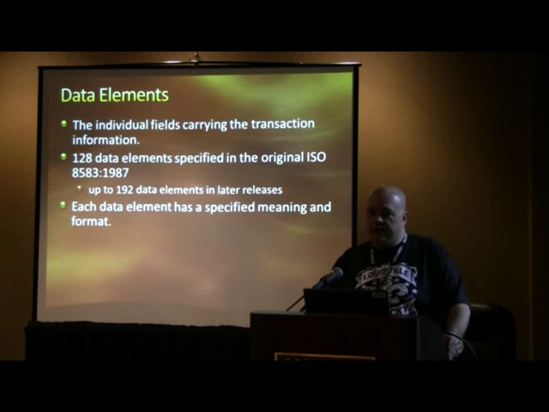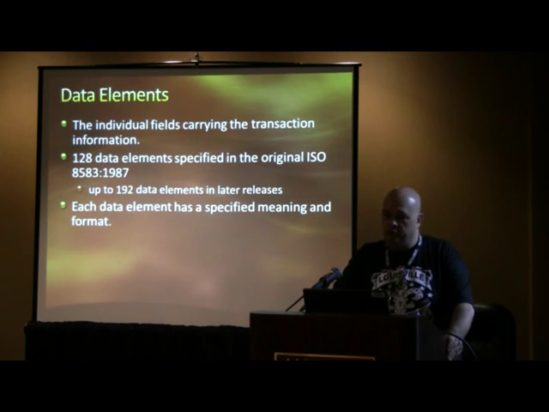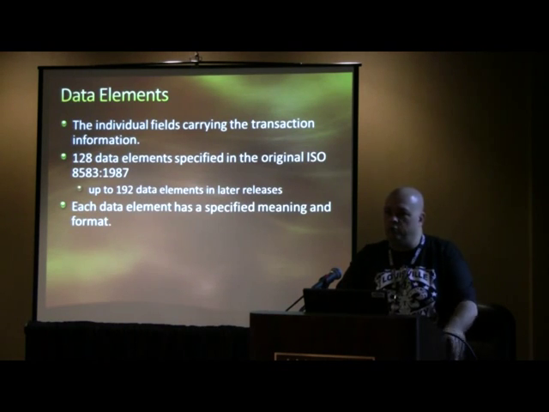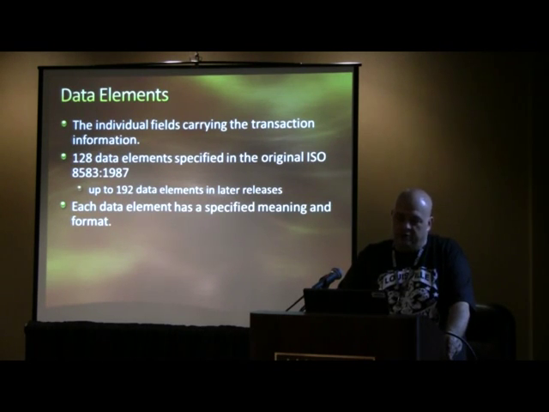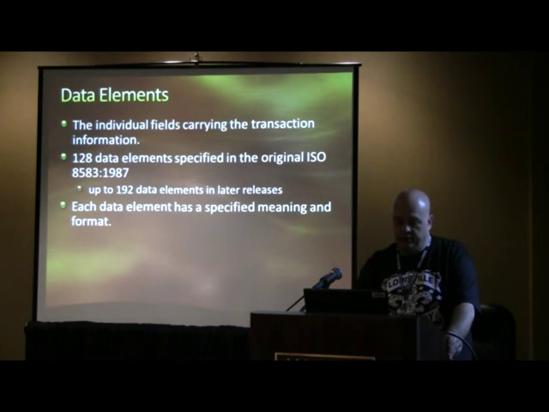So now we have the actual data elements, or the data fields, that we send. These are the individual fields that carry all the information that you told it in the bitmap that you're sending. Now in the ISO8583 1987 standard, there are 128 data elements. And like I said, in later releases, you can have up to 192. And each one has a very specific meaning and format, even within that.